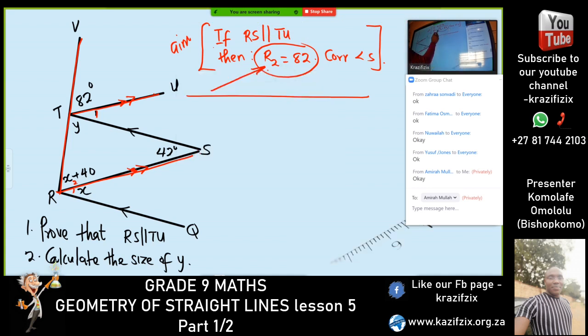All right. Can I say X is 42? X equals 42 degrees. Alternate angles. And which lines are we using? If I say that, I'm using RQ parallel to TS. I don't know if that is okay with you. RQ parallel to TS. So this angle is equal to that angle.